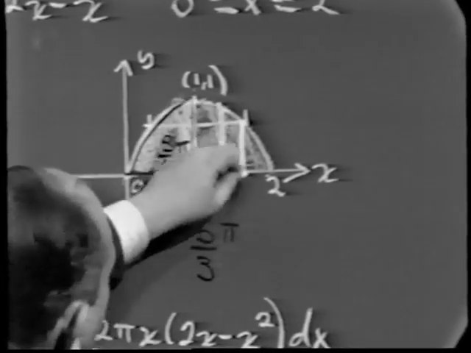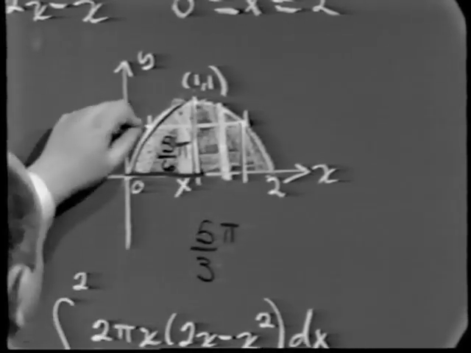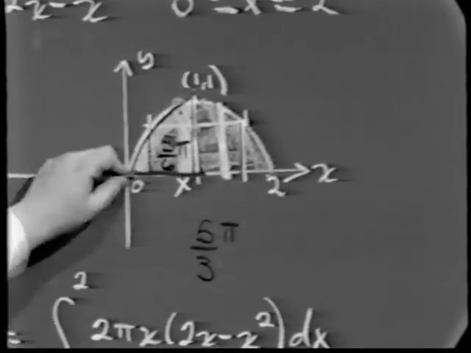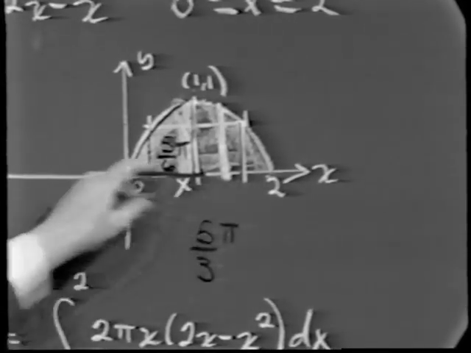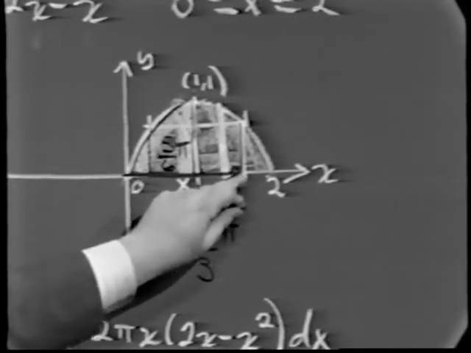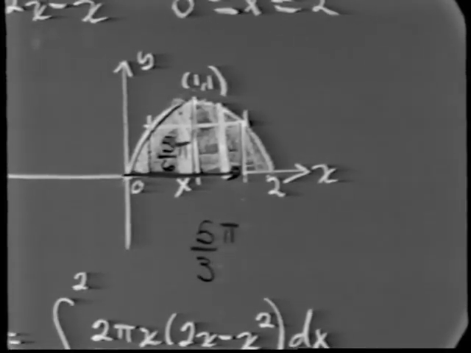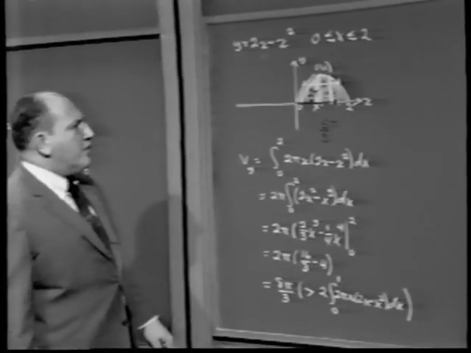You see, for example, these two lines here are symmetric with respect to the line x equals 1, but notice that this generates a much larger volume than this because its generating arm is longer. It's further away. But at any rate, that's just an aside. Notice how by the method of cylindrical shells, we determine that the volume is 8 pi over 3.